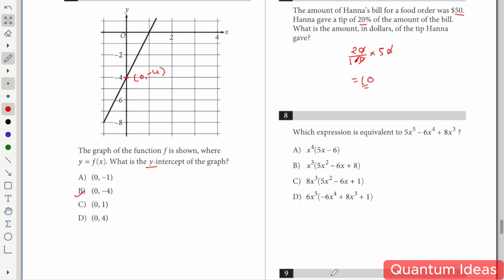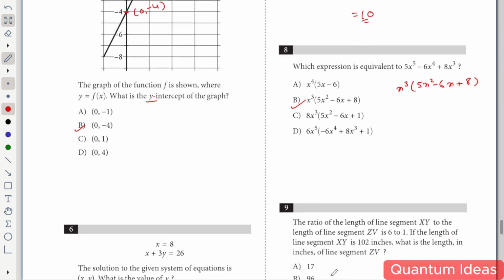Which expression is equivalent to this? So there is nothing common among all three. I mean, the number is not common, so you can take the smallest power of x as common. So x cubed is common, so that is x cubed times (5x squared minus 6x plus 8), right? So this is our answer. So answer is B. So let's move to number 9.